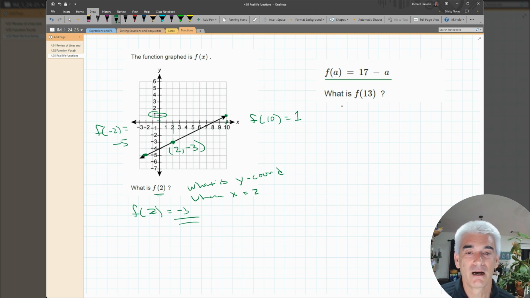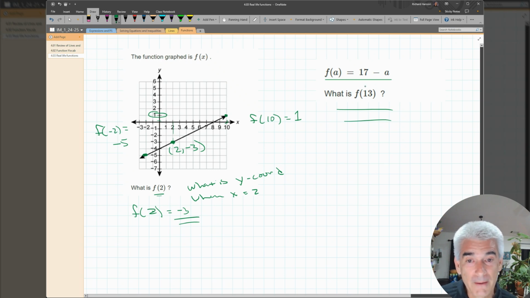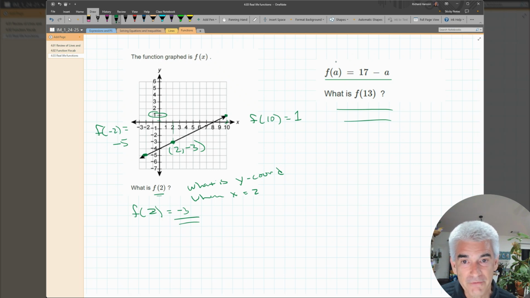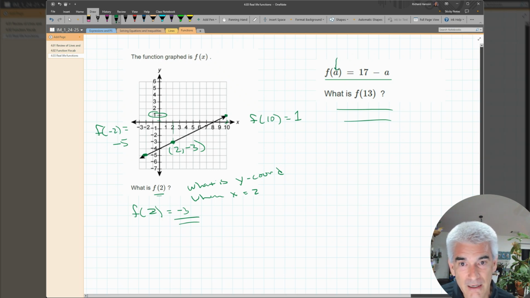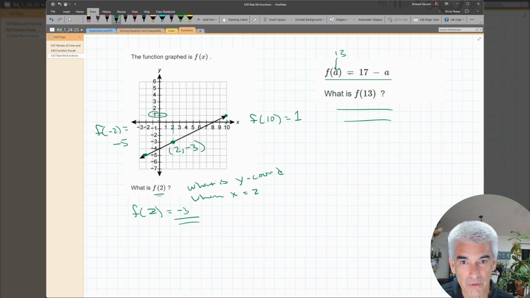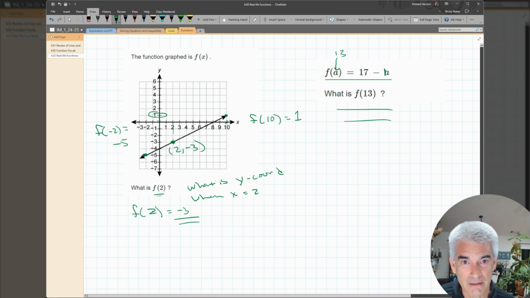I think this is also pretty easy. Sometimes it can be confusing because it could be more work. F of 13. They want to know, what does the function equal if in place of a, I substitute 13? What would I get if I plug 13 in place of a? Okay, well, let's try it. Everywhere I see an a in the equation, we're going to put 13. Oh, here's an a. I want to put 13. And we get 17 minus 13 is 4. So I would say f of 13 is 4.